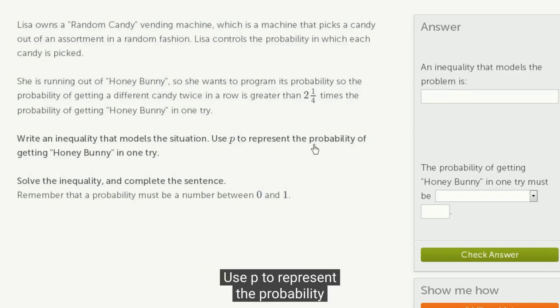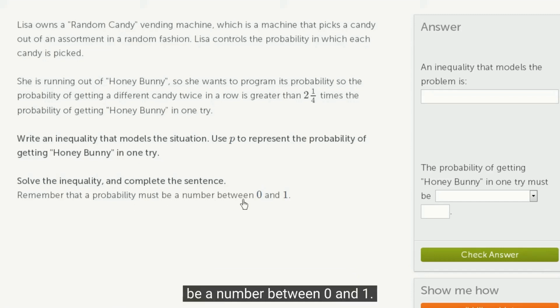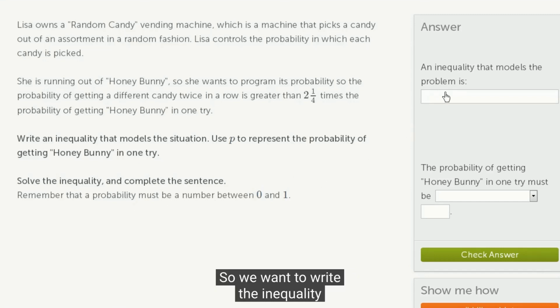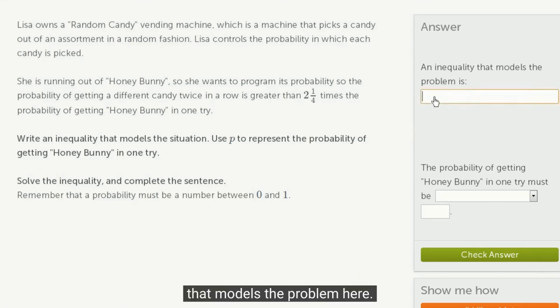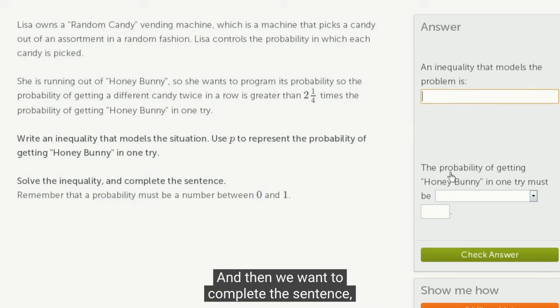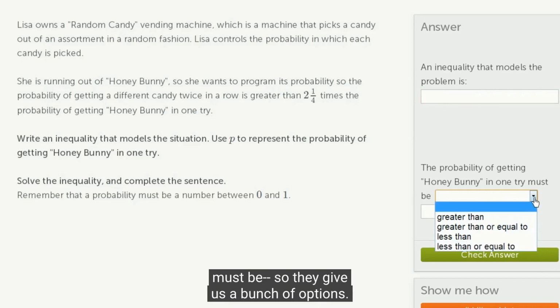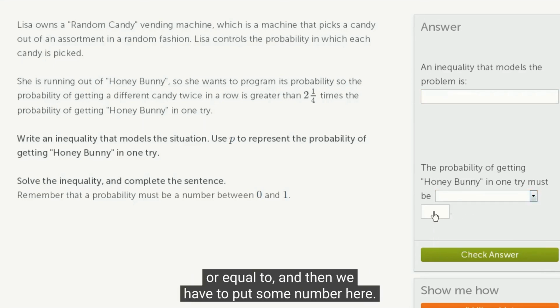Use P to represent the probability of getting Honey Bunny in one try. Solve the inequality and complete the sentence. Remember that the probability must be a number between 0 and 1. So we want to write the inequality that models the problem here, and then we want to complete the sentence. The probability of getting Honey Bunny in one try must be, so they give us a bunch of options, greater than or equal to, less than or equal to, and then we have to put some number here.